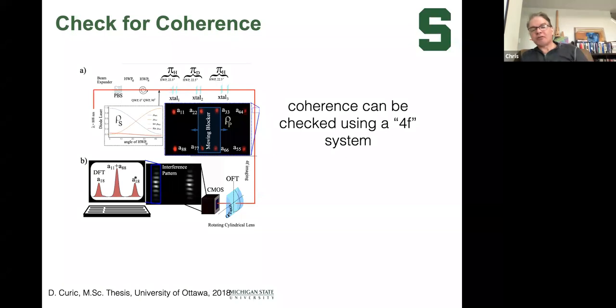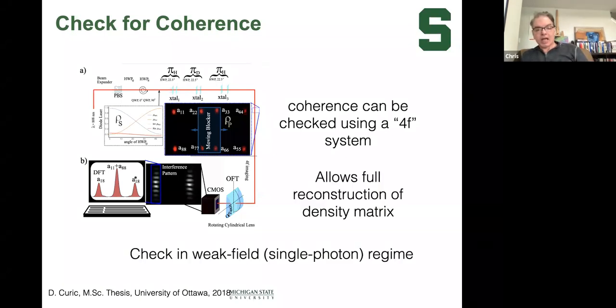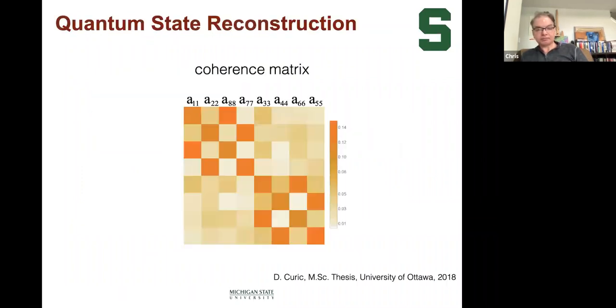So it's called a 4F system that allows you to reconstruct this density matrix. And again, we're going to check it in the weak field single photon regime. This is, in fact, this coherence matrix that Davor Kuric has measured, and you see immediately, this is high coherence, this is low coherence. Of course, there should be zeros over here, in this part of the density matrix. So this is all zero coherence, but there's strong coherence in these off-diagonal terms.